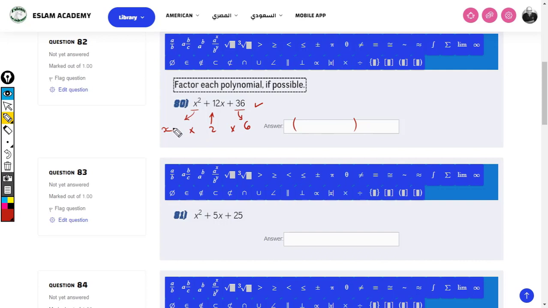To factorize it, just write the square root of the first, which is x. Put the sign of the middle. The square root of the third, which is 6. All of the bracket raised to the power 2.